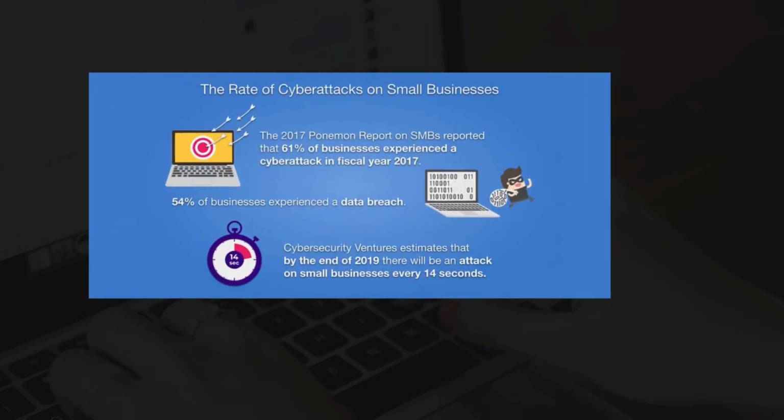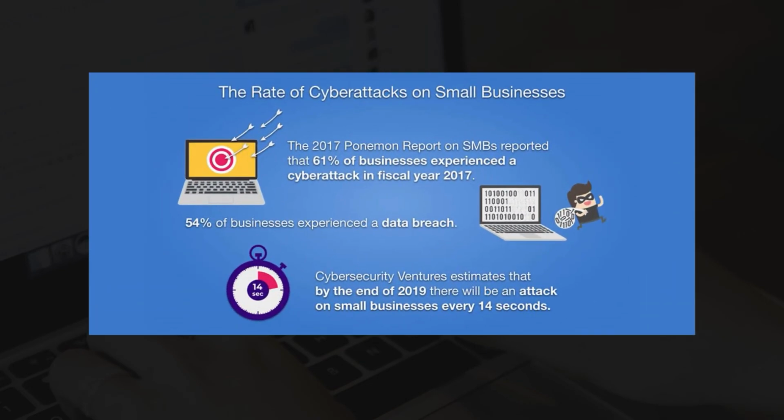So rather than always depending on the password, one should always depend on the OTP, and OTP is a quite secure format when we compare with other models. Now, the rate of cyber security attacks on small business. The 2017 Phenomenal Report on SMB reported 61% of businesses experienced a cyber attack in fiscal year 2017. And 54% of businesses experienced a data breach. These are the attacks which are coming up, and this is a routine matter.